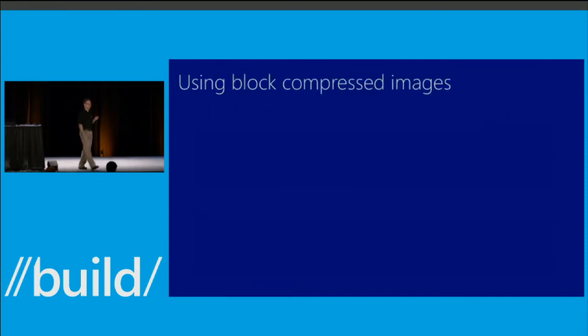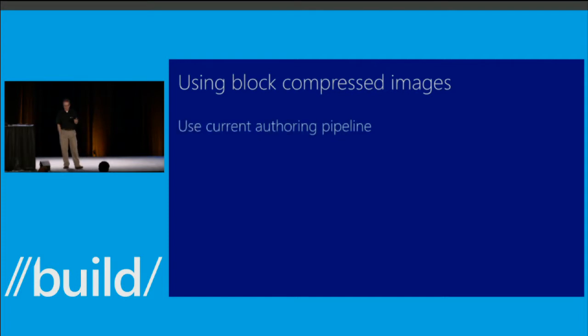So now you're thinking, well, how do I get block compressed formats? Because this isn't something that you probably have just lying around on your disk someplace. Well, our recommendation is that you use your current existing authoring pipeline to generate the images that you use for your apps the same way you have been. Don't change the way you do that.